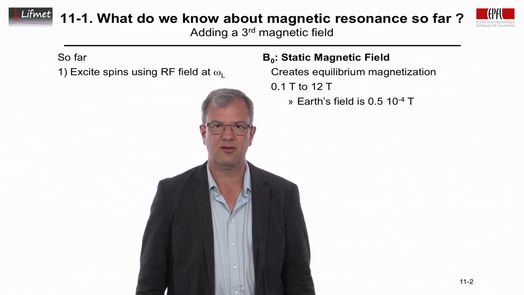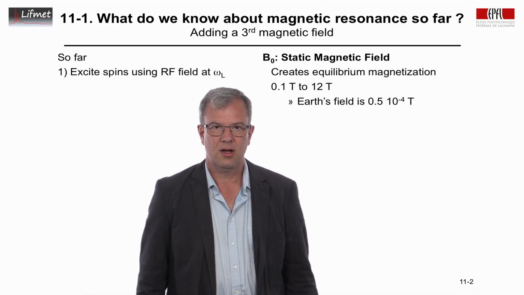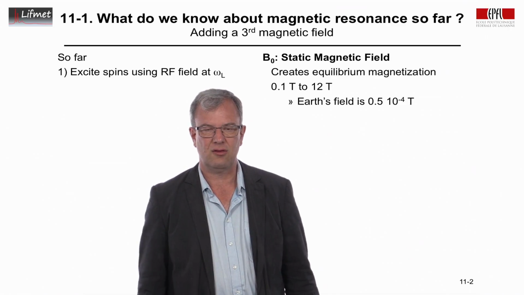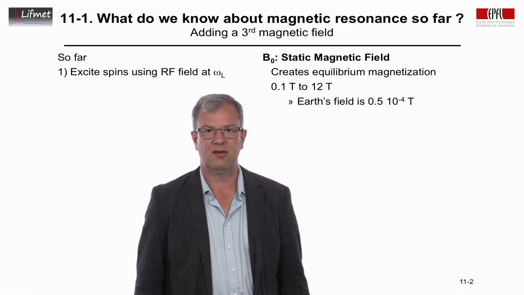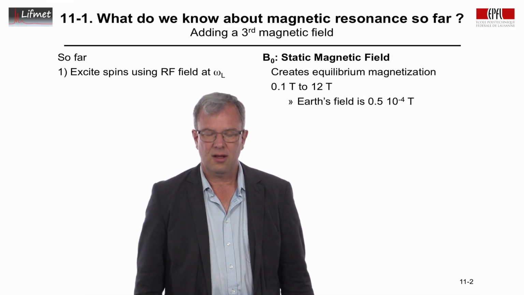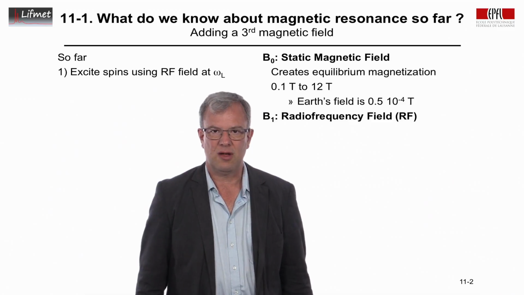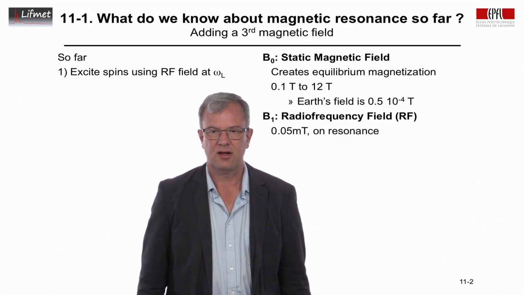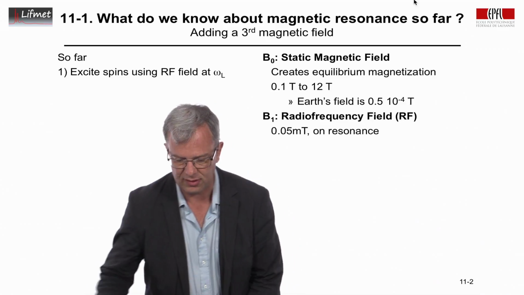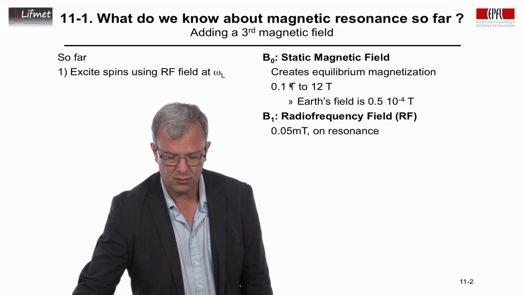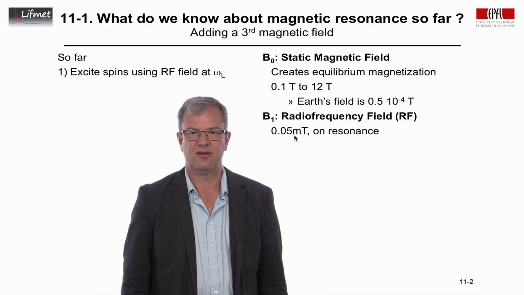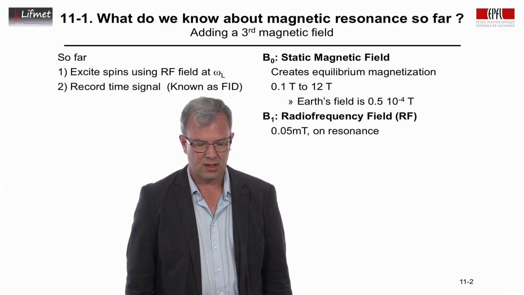Then, this static equilibrium magnetization we've seen is not very interesting and produces no signal. So what we need to do is to excite the magnetization, that is, flip the magnetization into the transverse plane, and this is done using a radio frequency field, which is applied at the Larmor frequency. The radio frequency field is always denoted B1. It typically has a magnitude of 0.05 millitesla, and it is applied on resonance. If you compare this to B0 on the order of Tesla, here we're on the order of millitesla. There's a considerable difference between the two.